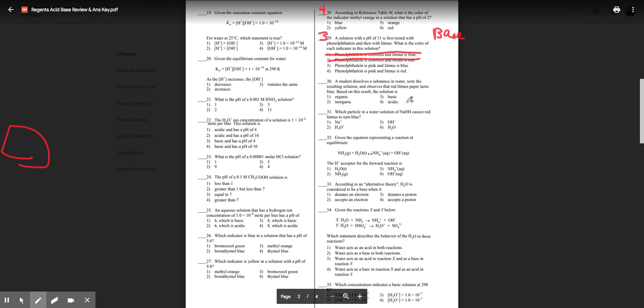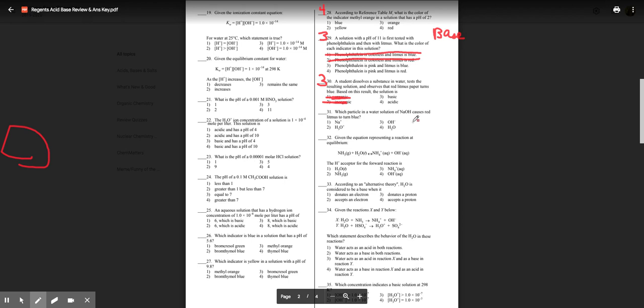A student dissolves a substance in water, tests the resulting solution, and observes that red litmus paper turns blue. What is the result? Okay, so litmus changing color has to do with either an acid or base. So take a look at table M. If litmus paper is turning blue, which I know that it says red litmus, but just go with it, okay? On table M, it just says litmus. If litmus turns blue, that's a high pH. It's 8.3 or higher, which means basic.